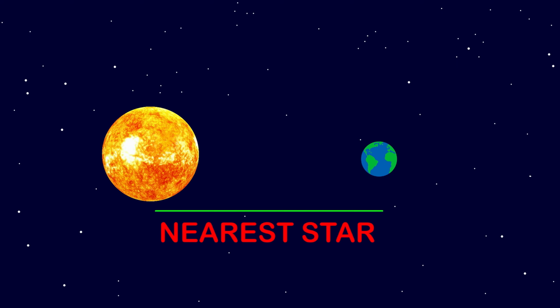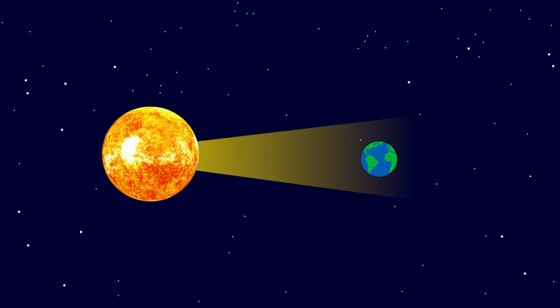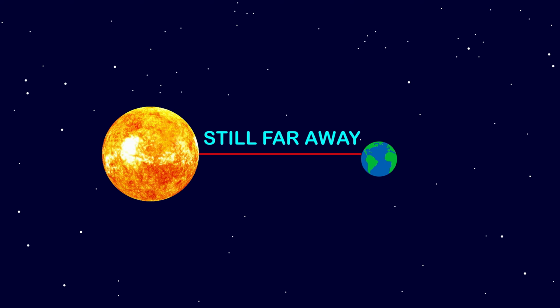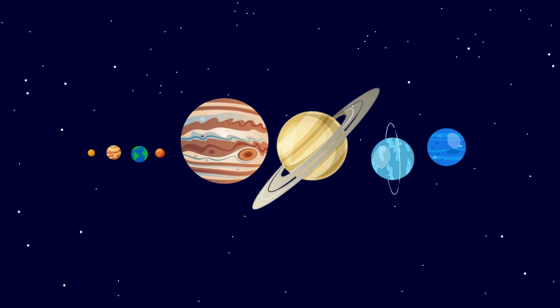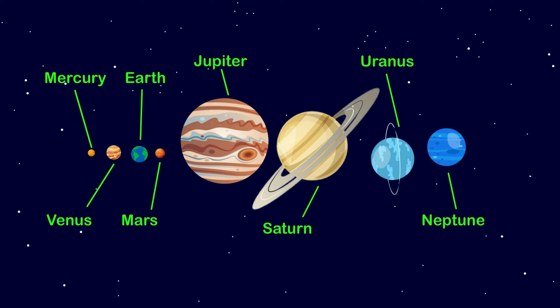Although it is our nearest star, we do not feel its intense heat very much because it is so far away from us, about 150 million kilometers between Earth and the Sun. The solar system contains 8 planets. They are Mercury, Venus, Earth, Mars, Jupiter, Saturn, Uranus and Neptune, in order of their distance from the Sun.